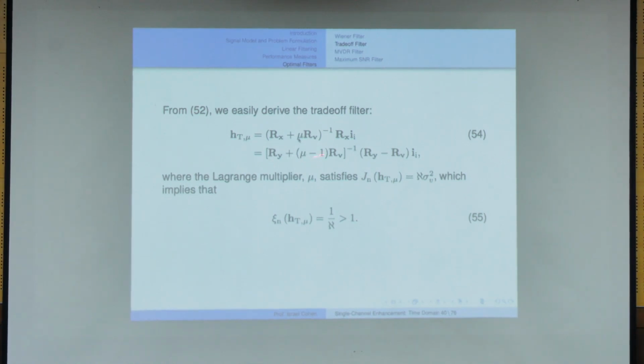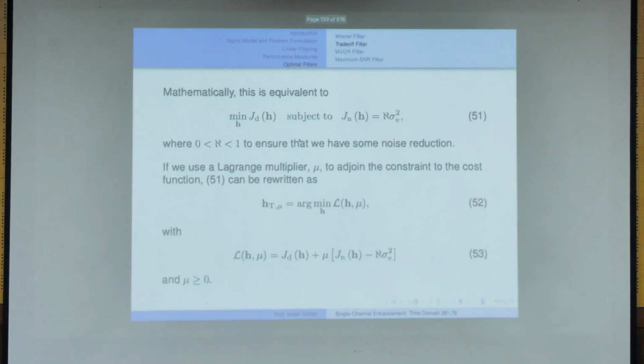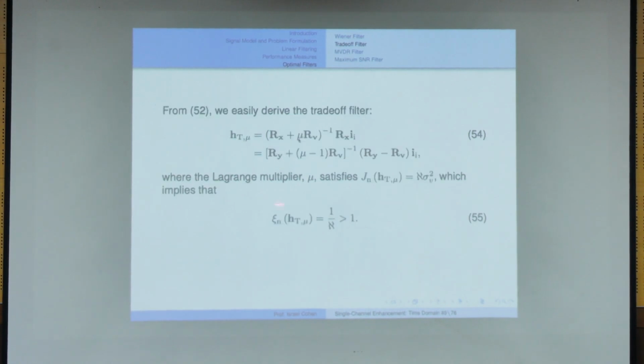Alternatively, we can change mu such that the constraint here will be satisfied, which is the same as the noise reduction factor. Noise reduction factor is equal to 1 over aleph. Okay? So we can choose mu such that this constraint will be satisfied. Okay, so it's up to you.